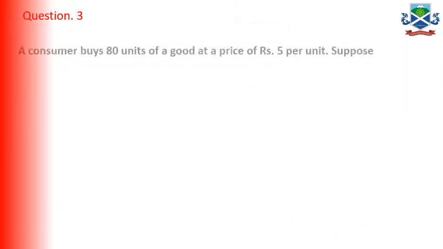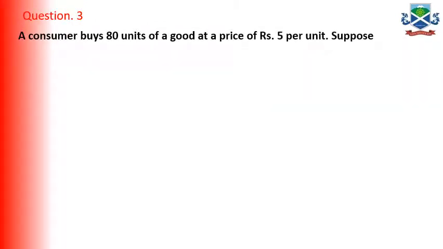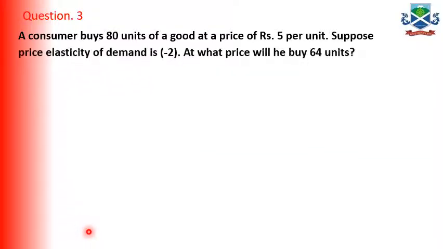Moving on to the next question: a consumer buys 80 units of a good at a price of rupees 5 per unit. Suppose the price elasticity of demand is -2. At what price will he buy 64 units? Over here, the price elasticity of demand is already given. At what price, that means you have to calculate the new price. He will buy 64 units, so the new quantity demand is given as 64 units.